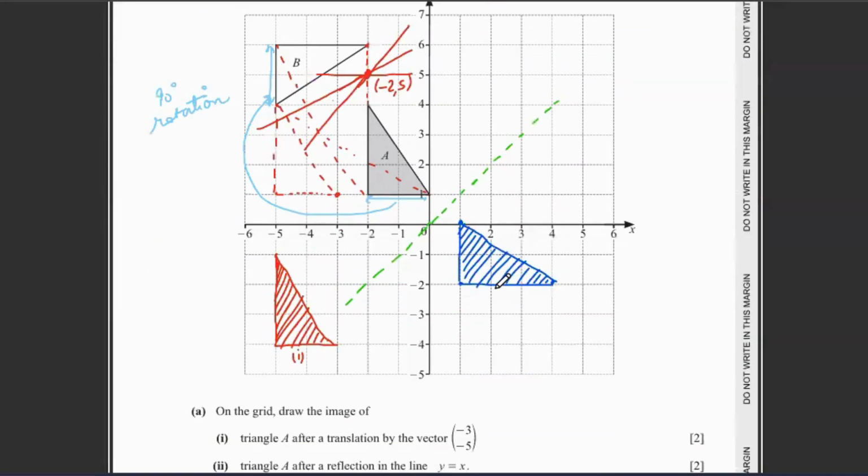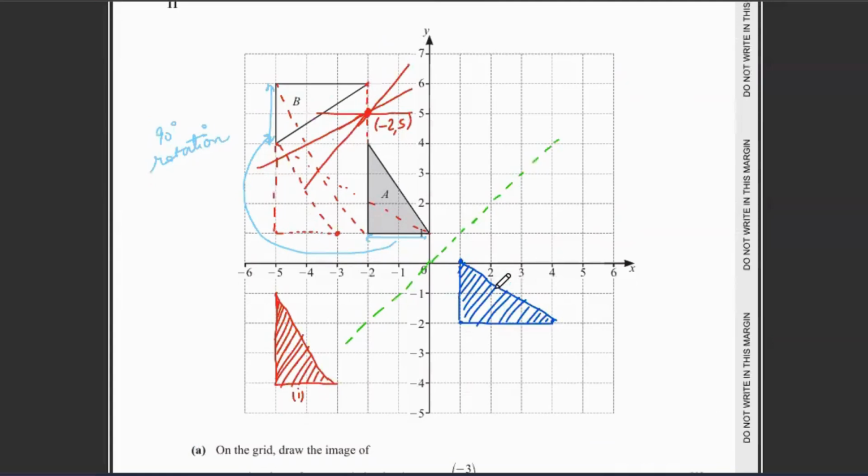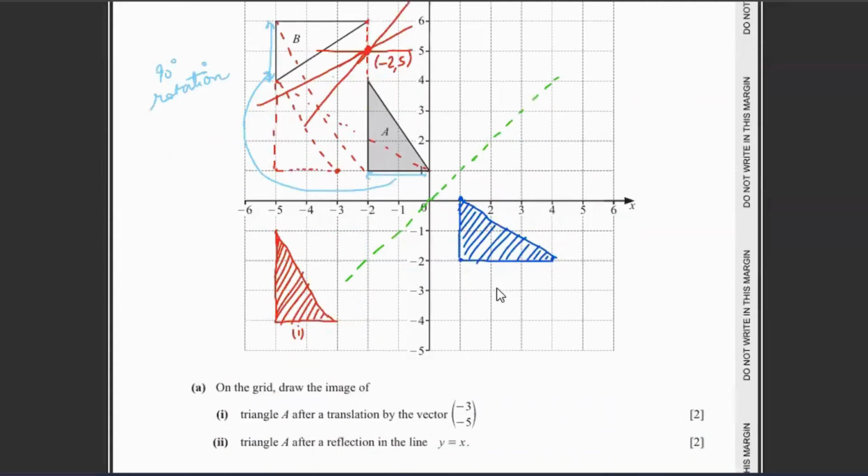Now this is a transformation question. First, part A is: on the grid draw the image of triangle A after translation by the vector minus 3 comma minus 5. So this is A. First we have to translate it by minus 3 in the x direction, or 3 units in the negative x direction. This will be the triangle, and then 5 units in the negative y direction will be this. So this is the final image.